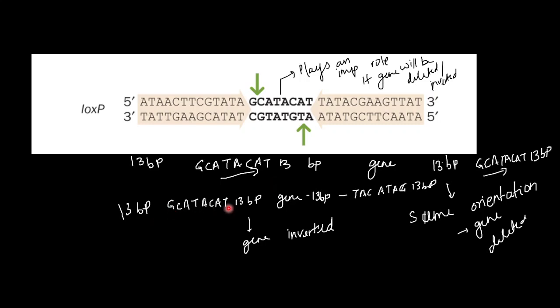Here if you revert it, ATACG. That's what I wrote here. So if they are facing each other, or they are in the reverse orientation, then the gene is going to be inverted. So this particular 8 base pair sequence plays a very important role in whether the gene is going to be inverted or deleted. So this is the Cre-Lox system.